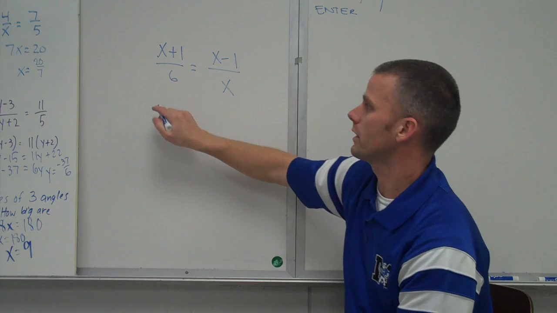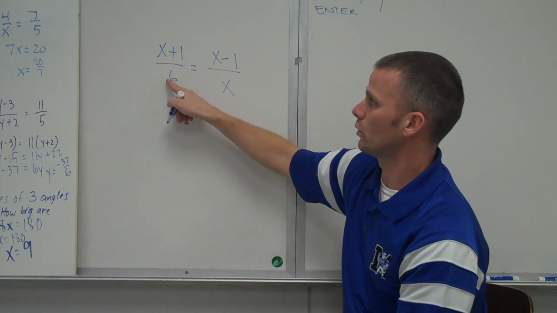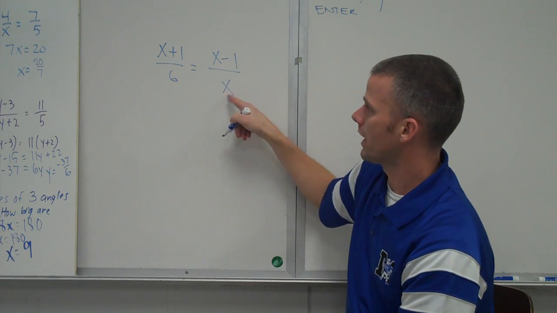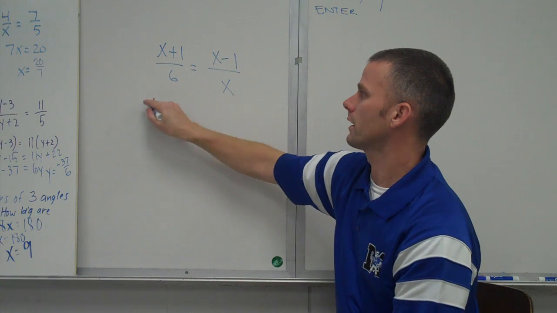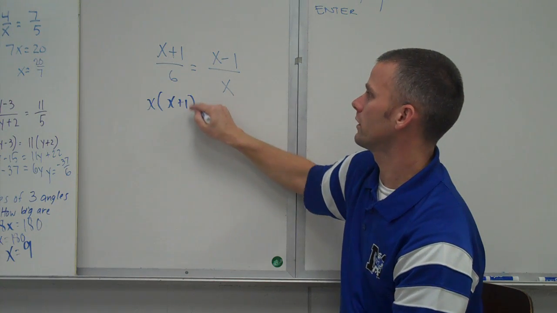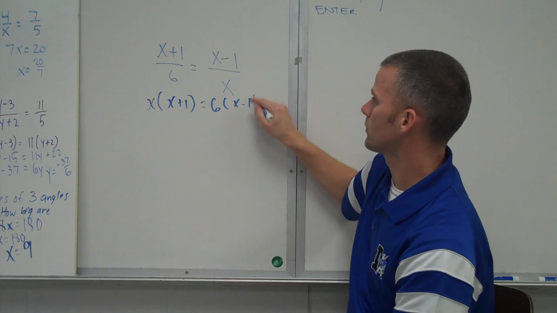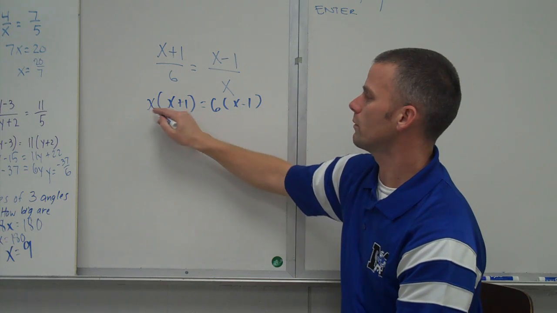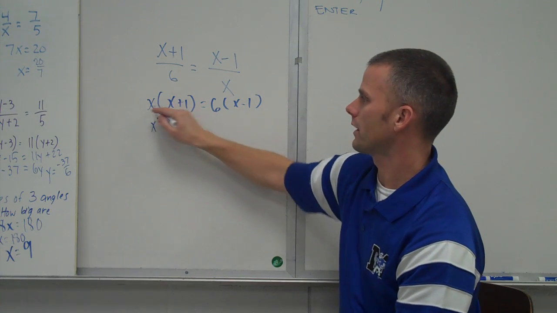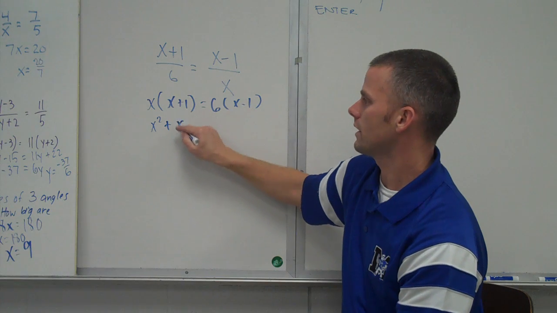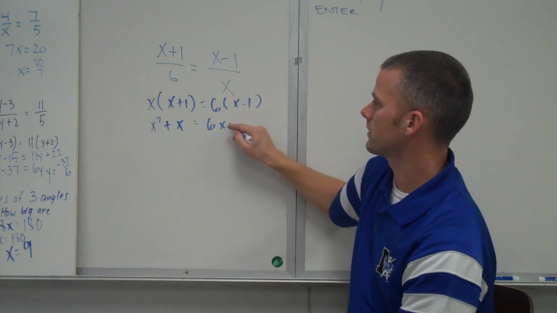We cross multiply, we got x plus 1 over 6 equals x minus 1 over x. So when I cross multiply, I get x times x plus 1 equal to 6 times x minus 1. When you distribute, x times x is x squared, x times 1 is x, equal to 6x minus 6. That's easy.